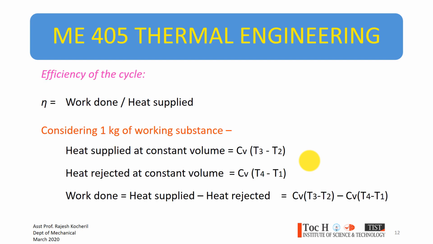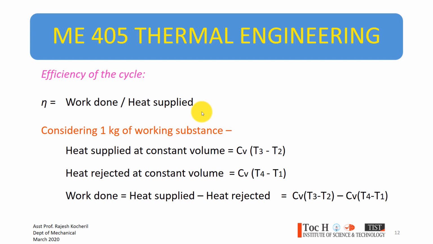Now let us get into the derivation of how to find the efficiency of the Otto cycle. We generally denote the efficiency by eta, and efficiency in any process is the work done divided by the heat supplied. In the case of an IC engine, internal combustion engine, the efficiency is the work done divided by the total heat supplied to the system.